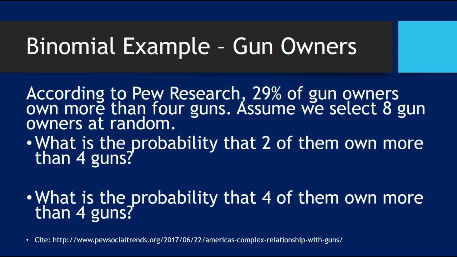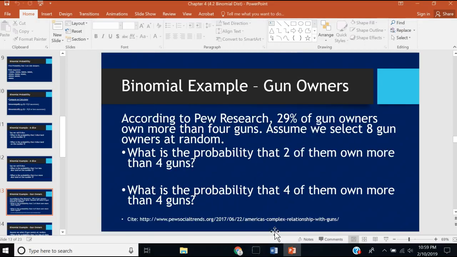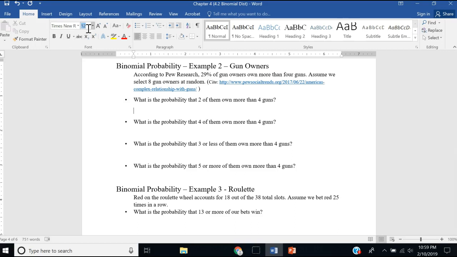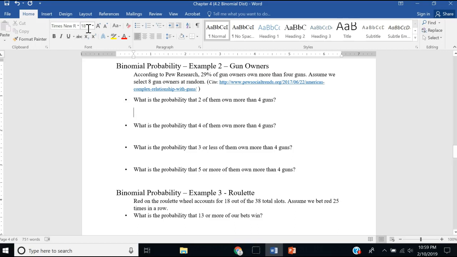All right, so I'm going to go to the guided notes to finish this problem. I'll write down what happens. Actually, I'm going to go a little bit bigger in my font. All right, so first off, we read this and we immediately see that the number of gun owners that we're selecting is 8, so that's like having 8 trials. The probability of success is 29%, so that's 0.29 as a probability. And the probability of failure is going to be the complement, even though we don't need to write it in, I'll still write it down here as identifying the notation, 0.71.